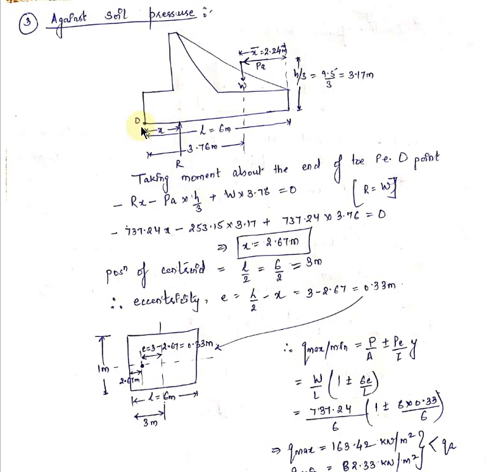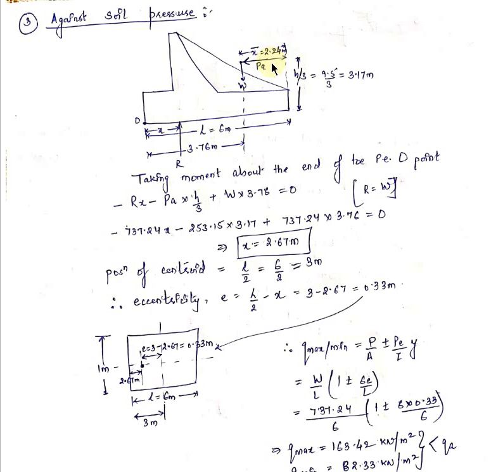Now we will take the moment of all the forces about this end, that is about the point O. First of all, we will take the R force. R force will take point O in the anti-clockwise direction, so we have taken minus. So minus force is R and the perpendicular distance is x, so minus R into x.